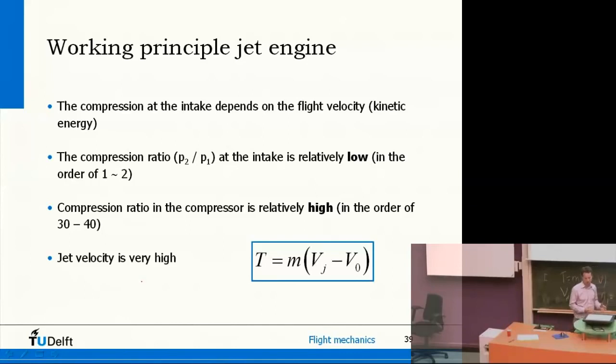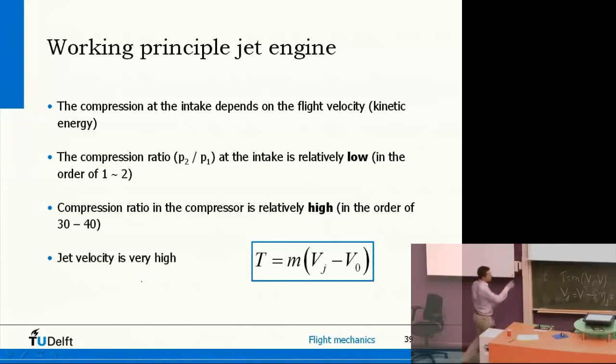Inside the engine, the compressor makes the compression ratio up to a factor of 30 or 40. And the jet velocity at the end is very high. As you can see, this jet velocity really depends on what happens inside the engine, because there the air gets compressed a lot, and the engine doesn't really sense that much what happens in front of it.